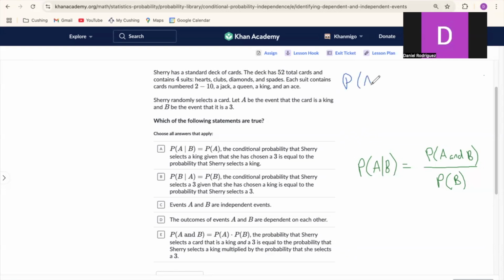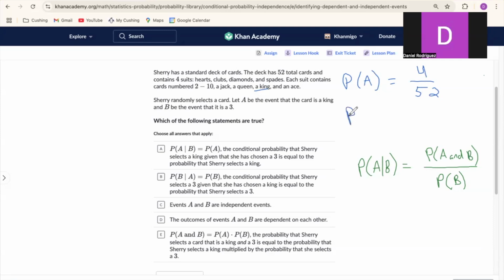Probability of A is the probability that you get a king. There are 52 cards, so it's going to be out of 52. How many are kings? If you know the decks, there's a king in every suit and there's 4 suits. There are 4 kings. The chance that you get a king in a deck of cards is 4 out of 52.